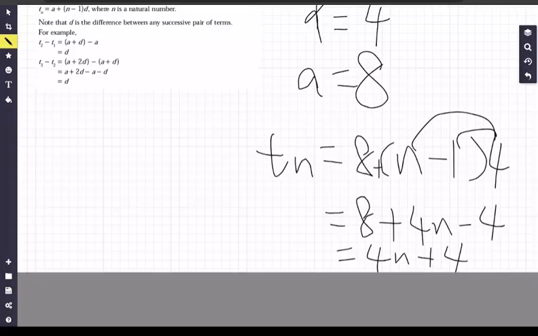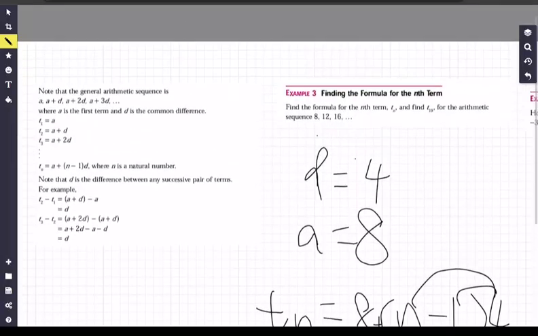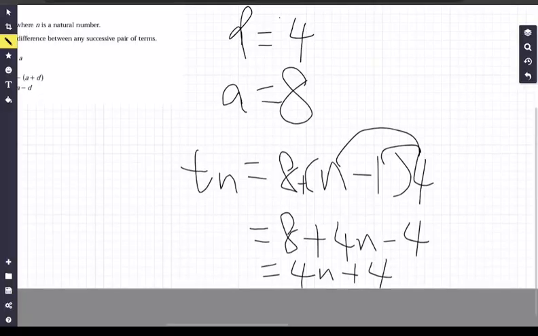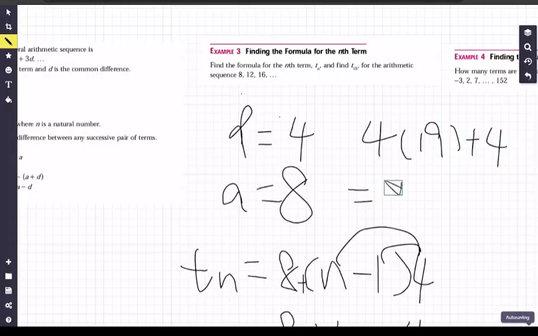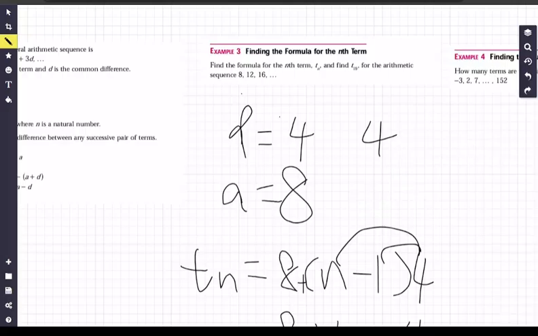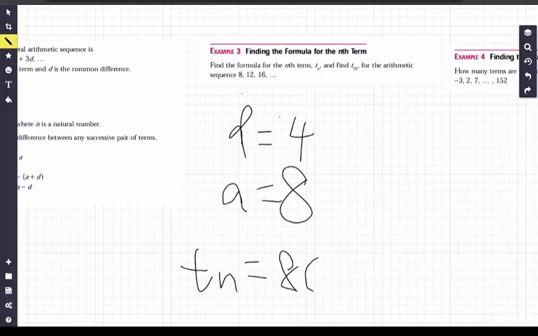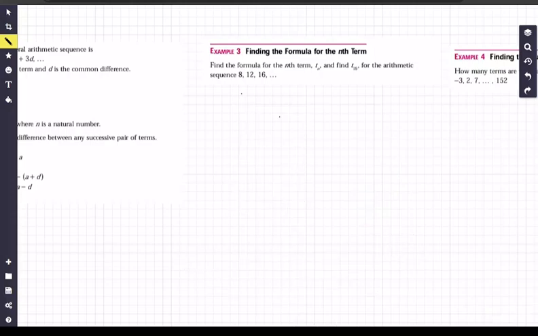And now we can use this formula to find the term we need. The 19th term. So we use this formula and do 4 times 19 plus 4. I'm going to let you calculate that, but it should be 80. Unless we did something wrong, it should always be 80.